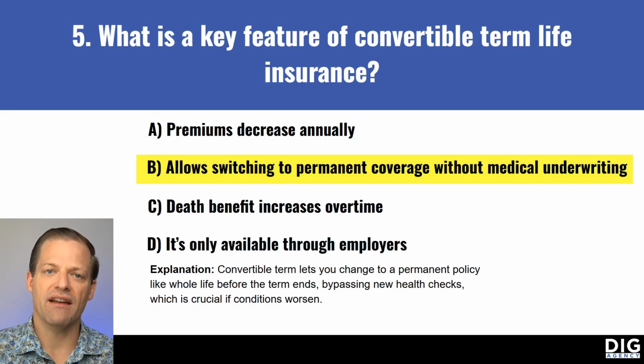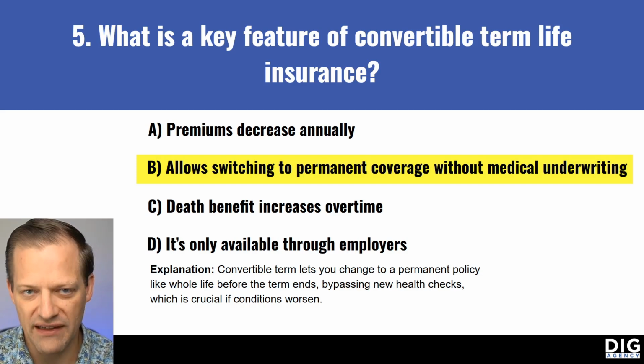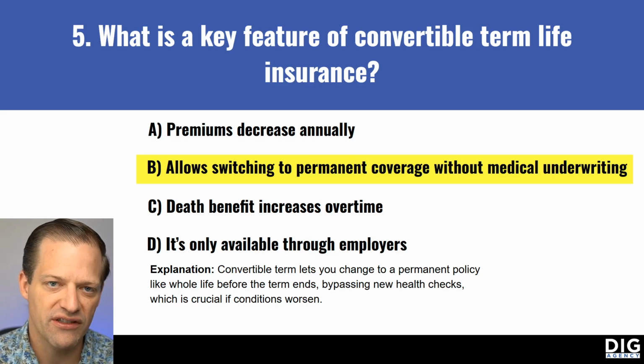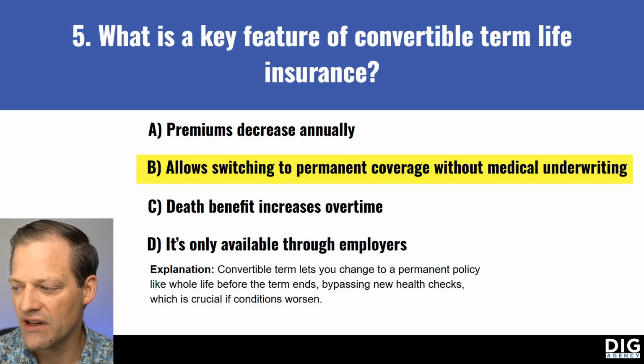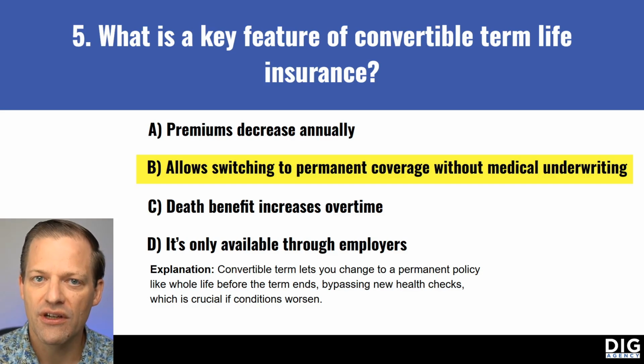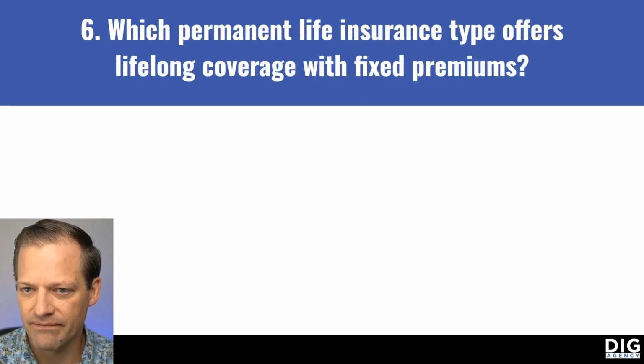So again, if you think about it like you're converting something, convert means change, right? So I'm changing the term insurance to something different. In this case, we can change it to what's called a permanent policy, and those are policies like whole life insurance. That's the most common conversion option. Sometimes it's universal life. Before the term ends, bypassing new health checks, which is crucial if conditions worsen. So again, convertible means changing it from term to a permanent policy.